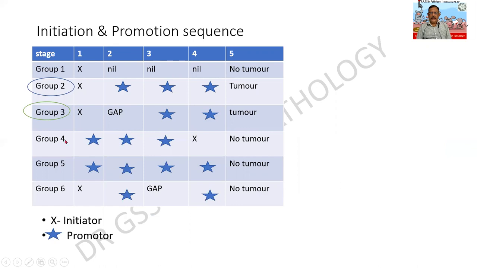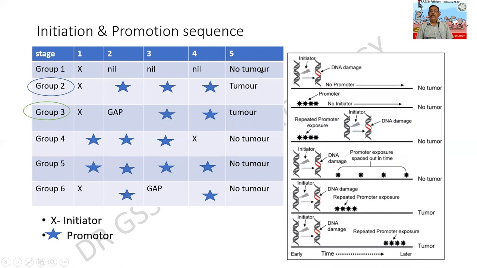On the contrary, in all the other groups, group 4 and 5 particularly, the promoters are first applied, or the patient is exposed to the promoters first, followed by the initiator, there is no tumor. Or only promoters, there is no tumor. Similarly, when there is going to be a gap in the application of the promoter, there is no tumor at all. So, too many X and stars, it will be a little difficult for us to memorize.